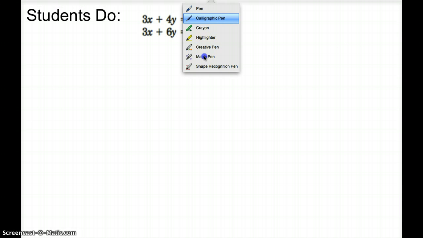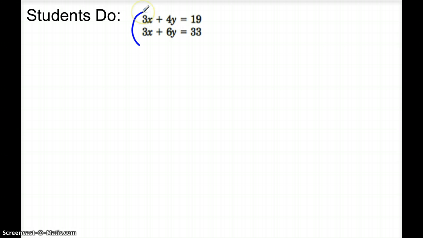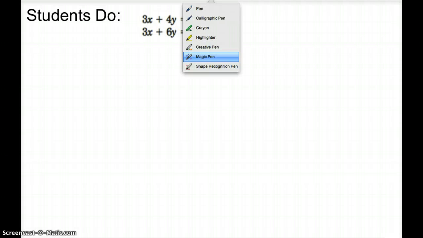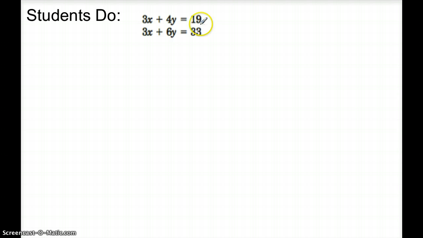Students do same thing, same idea. We now know that these two match. They're lined up correctly: x's, y's, equal sign, and numbers. Remember, the thing about this one is these first two, the x's, don't have opposites, they're not inverses. So I have to change the sign of the entire bottom one. Negative 3x, negative 6x, and negative 33.